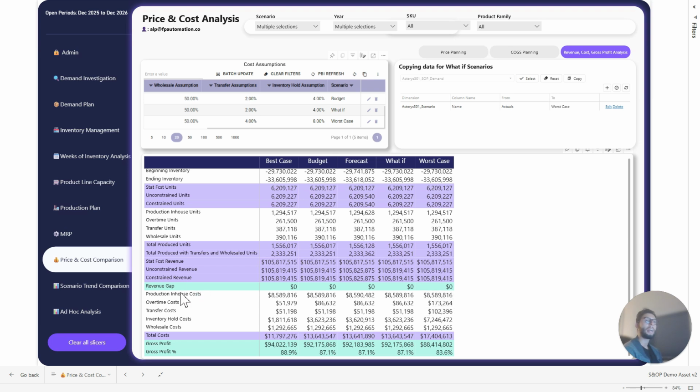We can see right here that as a result of our costs going up in a worst case scenario, we're looking at a much further deduction in our gross profit assumptions compared to what our forecast looks like as well as our best case scenario looks like here.